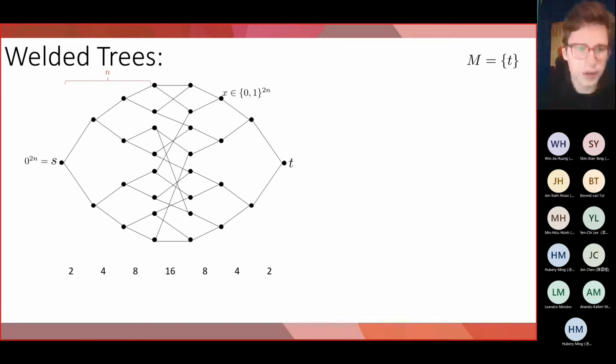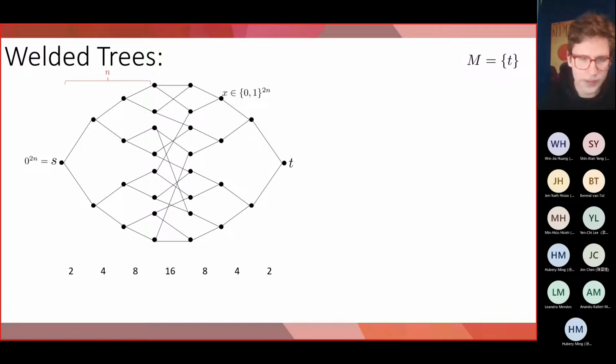So let's remember our graph. We have this binary tree of depth n, and we weld it to another binary tree of depth n. And these numbers below, those are specifying the number of edges in each layer. So I'm not really counting up to n, I just stopped at 16 and then I go back again.